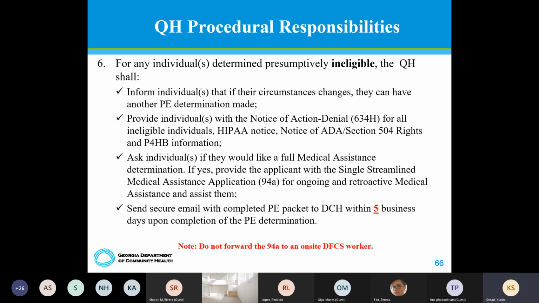And vice versa, just because they were approved for presumptive does not mean that they're going to be approved for full Medicaid. That determination has to be made by DFAX. And on the 94A, if they're asking for prior months, they need to make sure that they request that. That will be like question 12. I think it asks if they have any unpaid medical bills. They need to make sure that they answer that if they're requesting prior months. And then within 5 business days, send the PE packet to DCH via secure email.